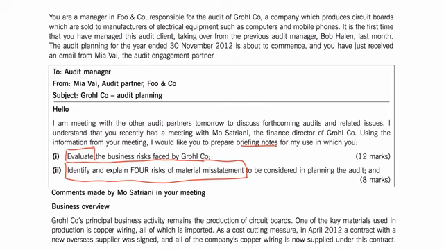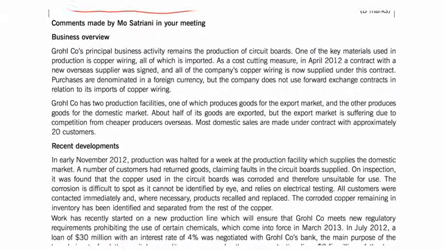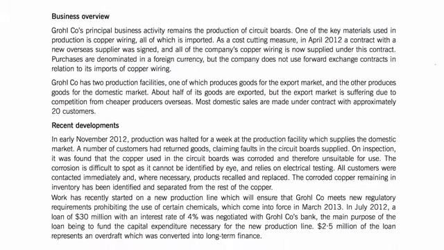Just very, very quickly then, this is a company that produces circuit boards which we then sell to companies who make phones and mobile phones. And it's the first time that we have managed this client, but that's all. So, business overview. Their principal business activity is producing circuit boards. One of the key materials used is copper wiring, all of which is imported. Okay, so I can see business risk there already.